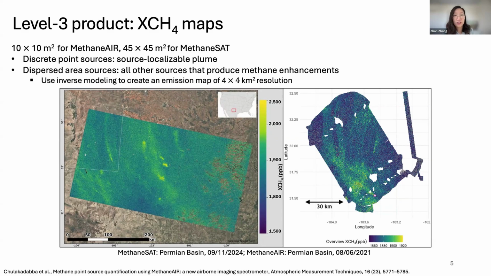So because of this definition, examples like this smaller area or the other, broader area will all be considered as dispersed area sources. And for those emissions, we use inverse modeling to create an emission map of these. And the map has 4 by 4 kilometers resolution. So because of the scope of this study, this talk will just focus on the discrete point sources, but happy to answer any questions related to the area sources.